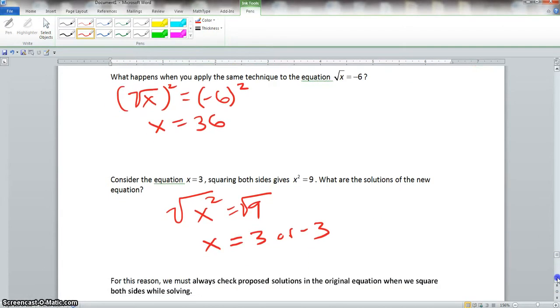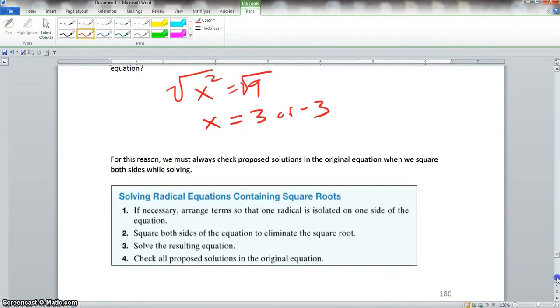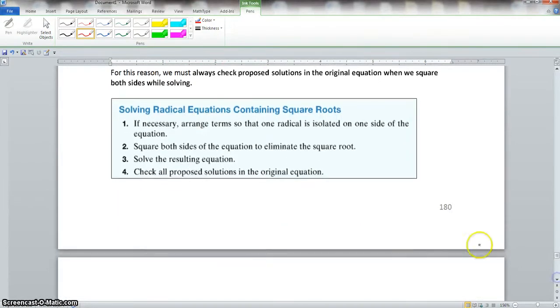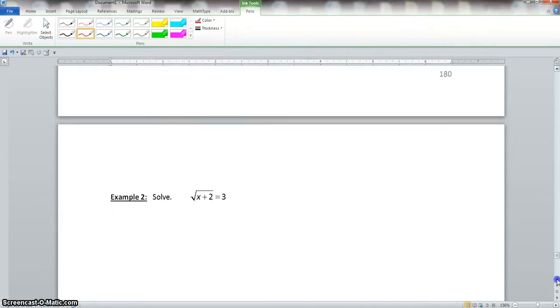So we're going to go down here. It says, for this reason, we must always check proposed solutions in the original equation when we square both sides while solving. Number 1, if necessary, arrange terms so that one radical is isolated on one side of the equation. Square both sides of the equation to eliminate the square root. Solve the resulting equation. Check all proposed solutions in the original equation. So let's take a look here.